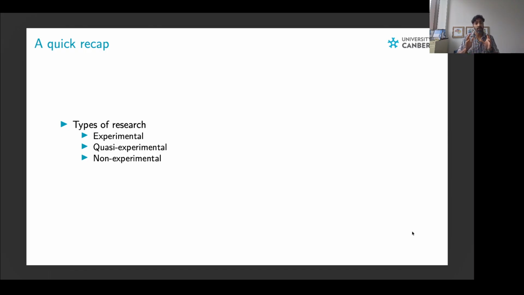Then there's the quasi-experimental design, where you could just ask people, do you own a pet? And then have them conduct the survey and see whether there is a relationship between those variables in terms of pet ownership and happiness.